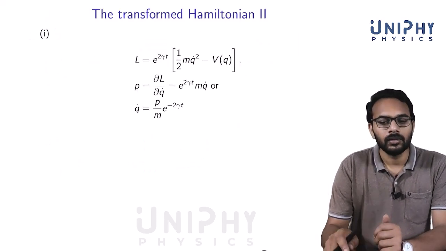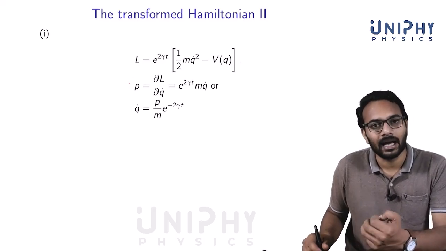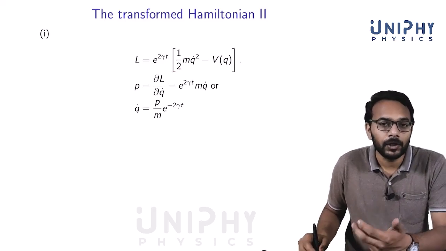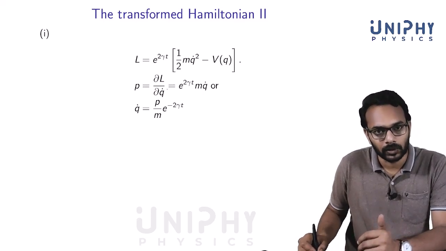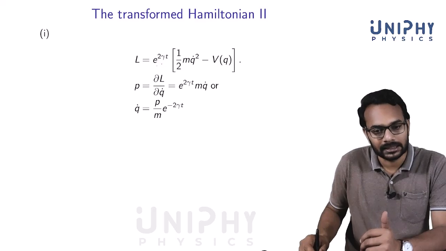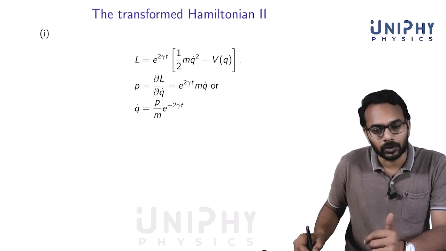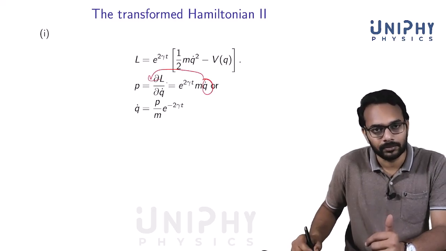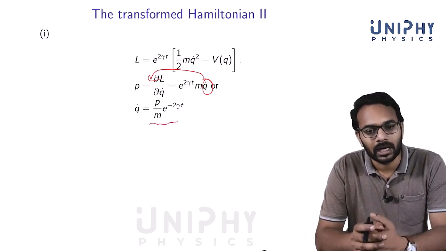Alright, so the first part of the solution: we have done these kinds of problems to find the Hamiltonian. The Lagrangian is given like this, and we need to find the Hamiltonian. First, you write down the expression for p, that's ∂L/∂q̇, and the q̇ appears only here, and there's an e^(2γt) here. So p is equal to ∂L/∂q̇, that's equal to e^(2γt) m q̇. From here you find q̇ in terms of p. That's the usual procedure, and q̇ is p/m times e^(−2γt).